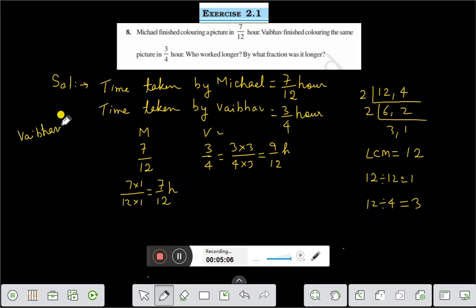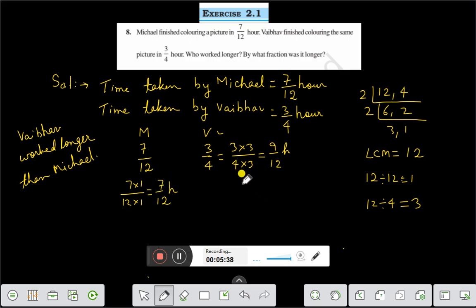Vaibhav worked longer than Michael. Right? Now the next question is by what fraction? That means the time taken by Vaibhav is greater than the time taken by Michael. Therefore, we have to subtract this. Let us subtract this one.